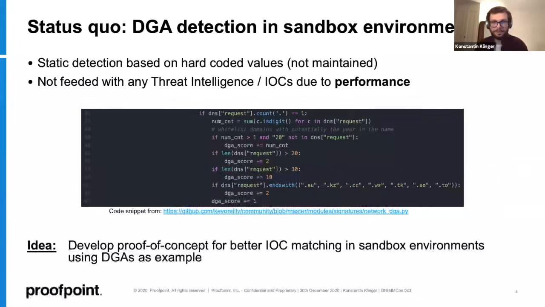So this is a common problem in sandboxes. Sandboxes have to process tasks really quickly, and therefore it's almost impossible to check the forensics of a sandbox run against your threat intelligence knowledge while execution. That's why the idea of this talk and this project is to develop a proof of concept for better IOC matching in sandbox environments using DGA algorithms as an example.